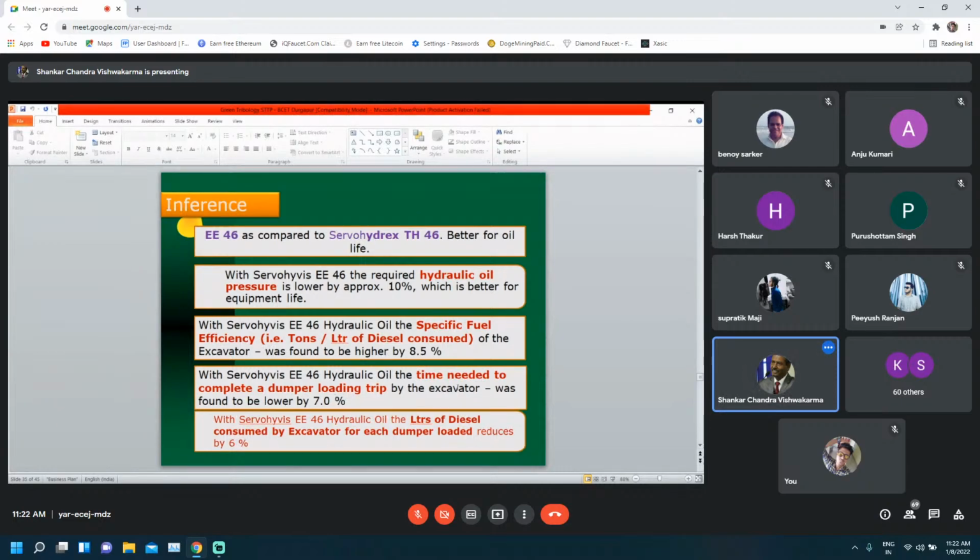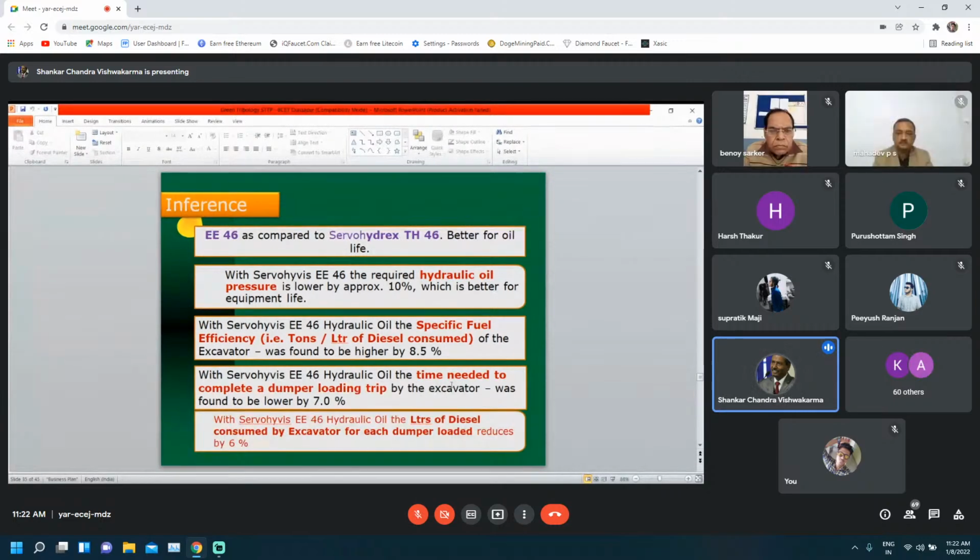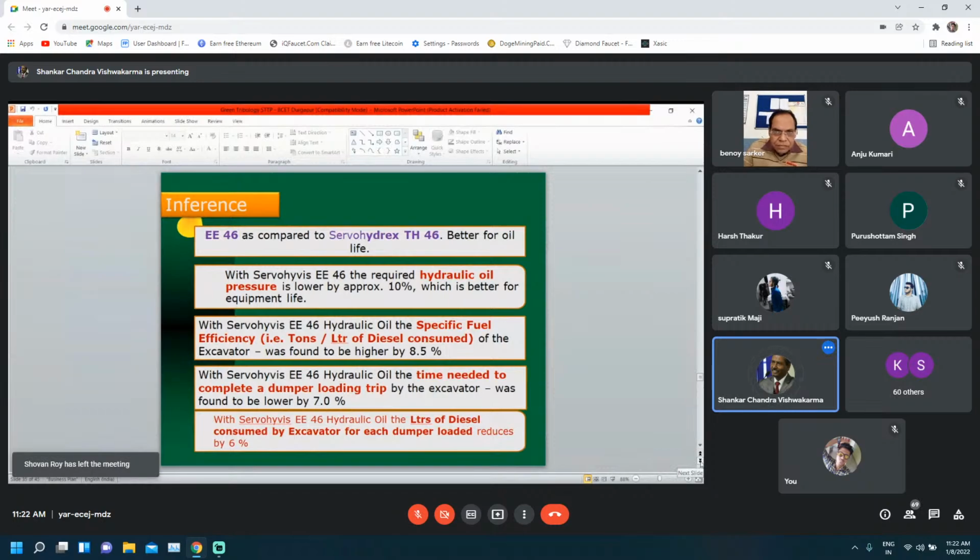Then the time needed to complete the dumper's loading trip has been found to be lower by 7%, because of the better pumpability and better overall efficiency. And with this, you see the last line, the diesel consumption by the excavator for each dumper loaded is reduced by 6%. You can imagine, with hundreds of thousands of kiloliters used in Coal India, if a 6% reduction is there in diesel, you can imagine the cost saving. So this is very, very important.